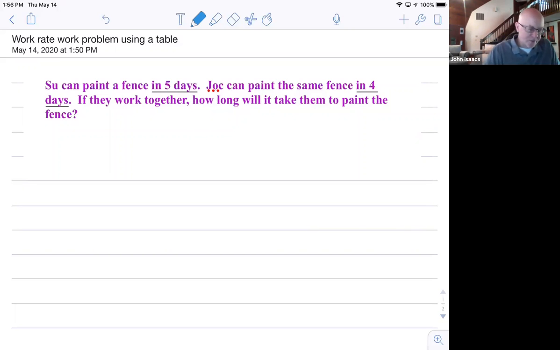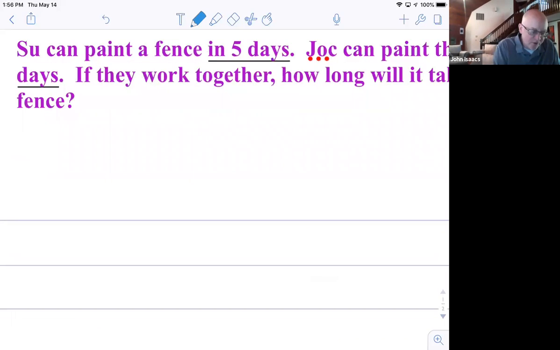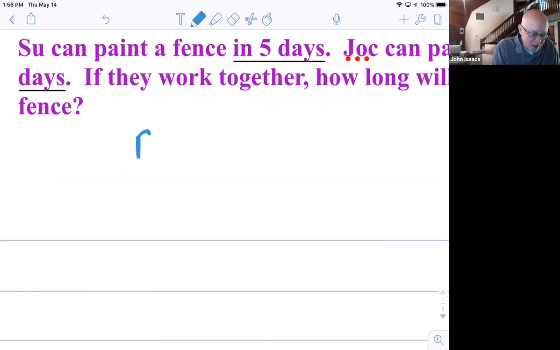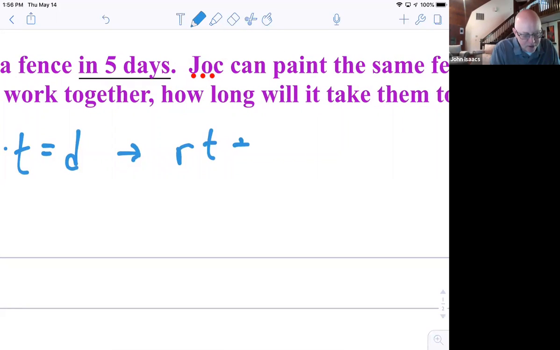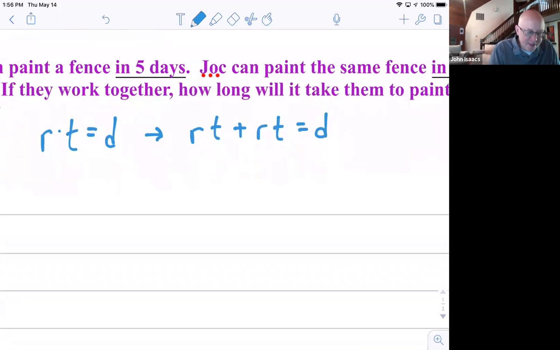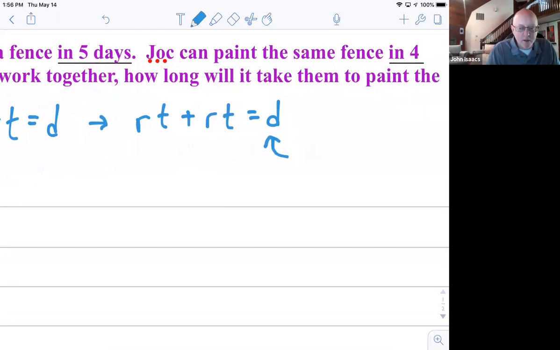So here's what happens. We do have a situation of rate times time equals distance. And actually, because they're both working, it's really rate times time plus rate times time equals distance. It's just that the distance isn't some number of miles or some number of feet. It's instead one fence. That's the distance.